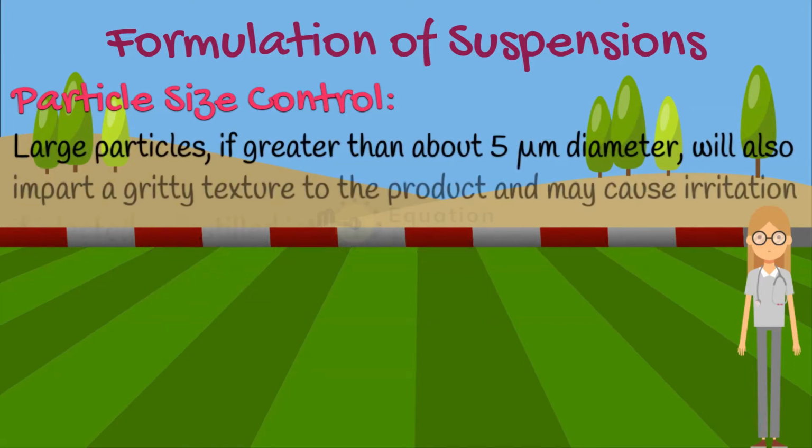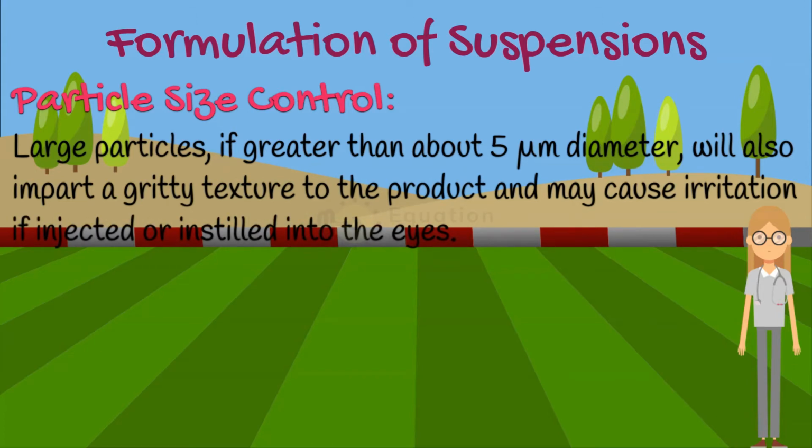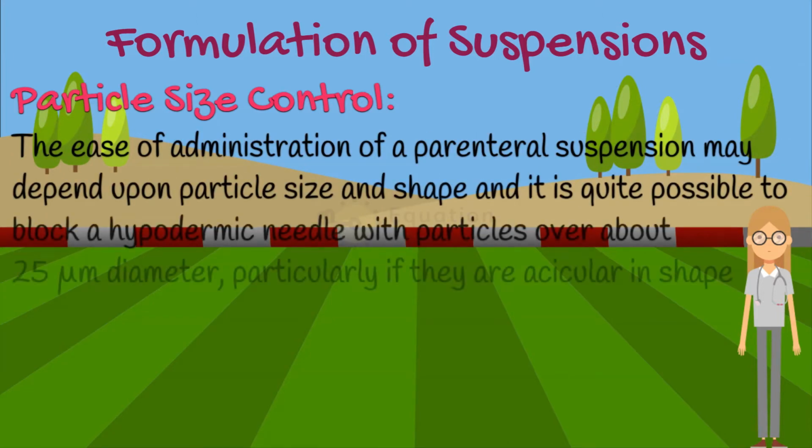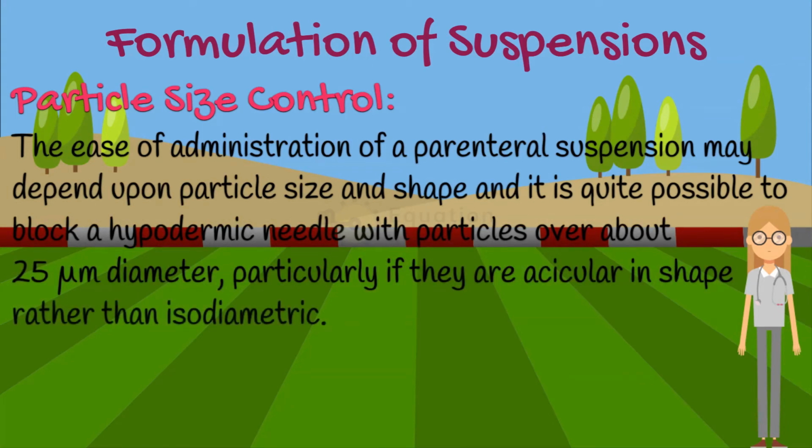Large particles, if greater than about 5 micrometers diameter, will also impart a gritty texture to the product and may cause irritation if injected or instilled into the eyes. The ease of administration of a parenteral suspension may depend upon particle size and shape, and it is quite possible to block a hypodermic needle with particles over about 25 micrometers diameter, particularly if they are acicular in shape rather than isodiametric.